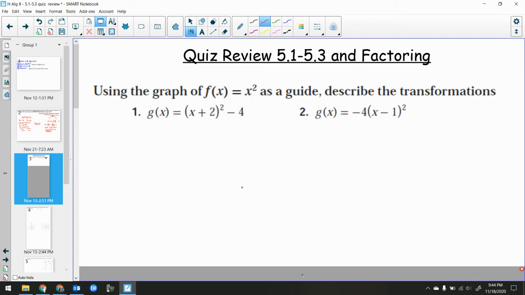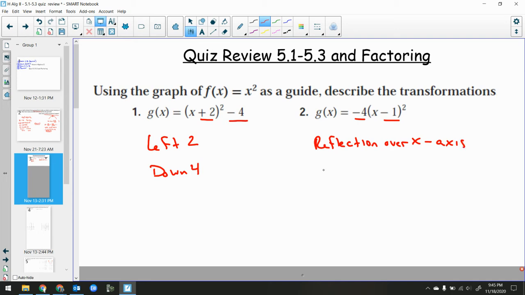Okay, using the graph as a guide, describe the transformation. So this is going all the way back to section 5.1. So what are the two transformations that I see going on right here? Okay, this is kind of in vertex form. That means that I've got a left 2 and then a down 4. This is a minus 4, so down 4. That this is actually inside the parentheses, it's going to go left or right. So this is actually going to go left 2. Okay. I see 2 things, actually 3 things happening here. The negative on the outside means it's a reflection over the x-axis.